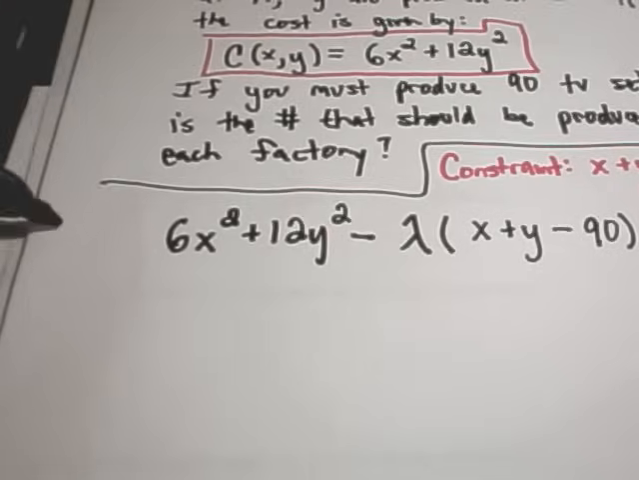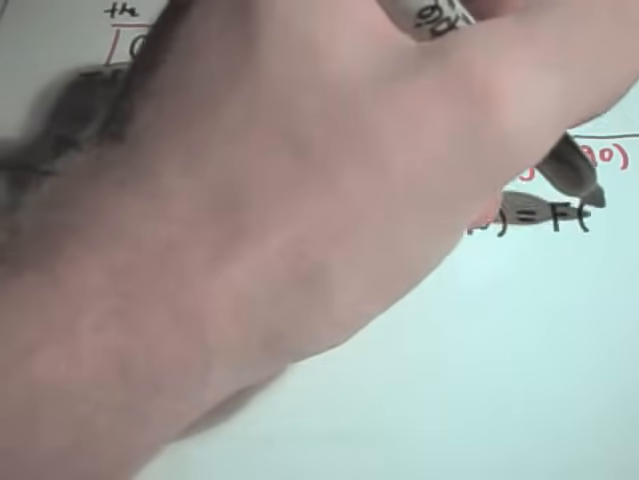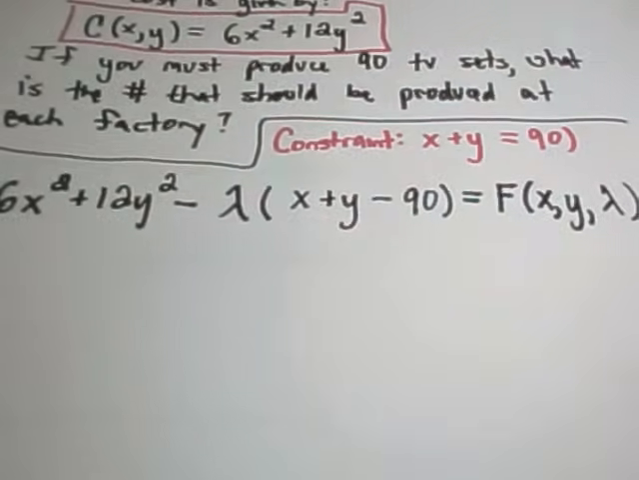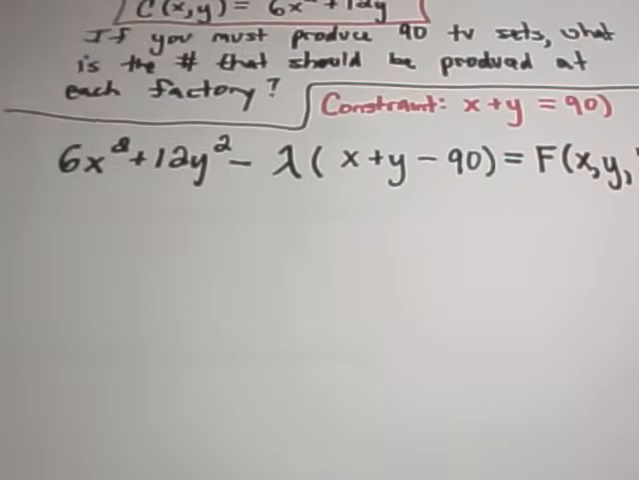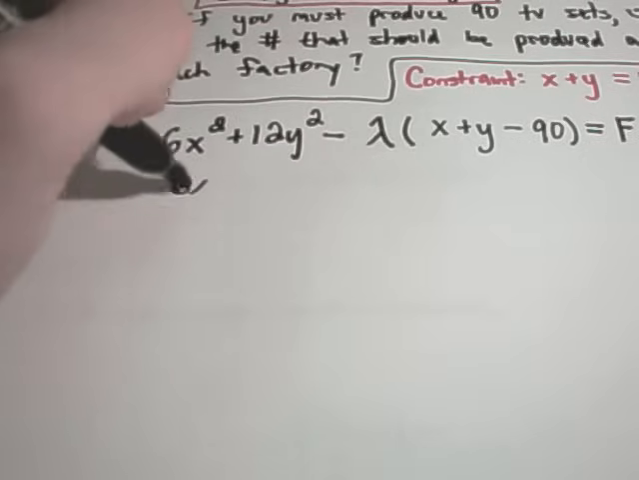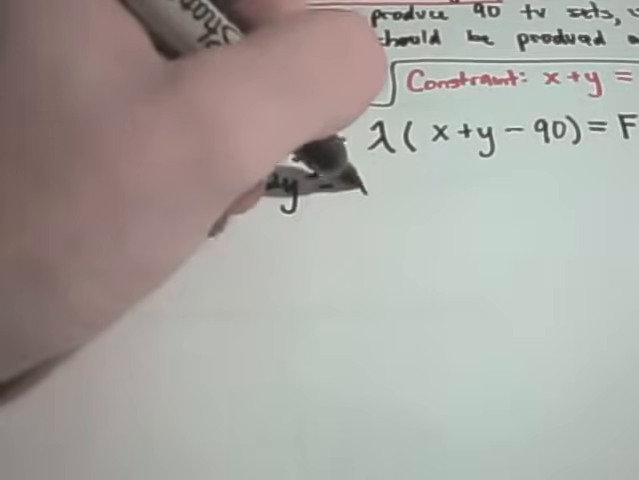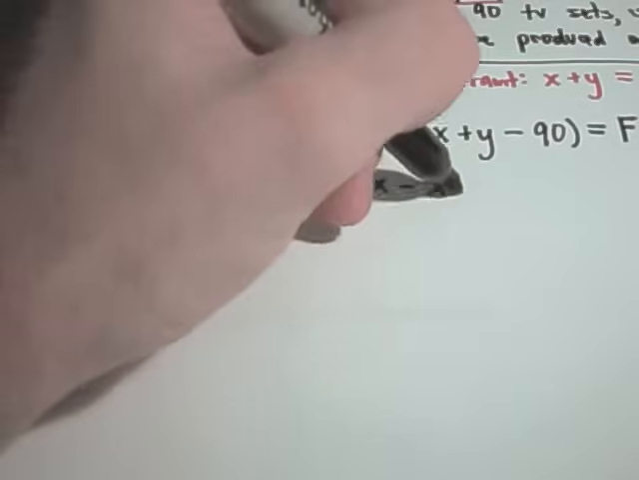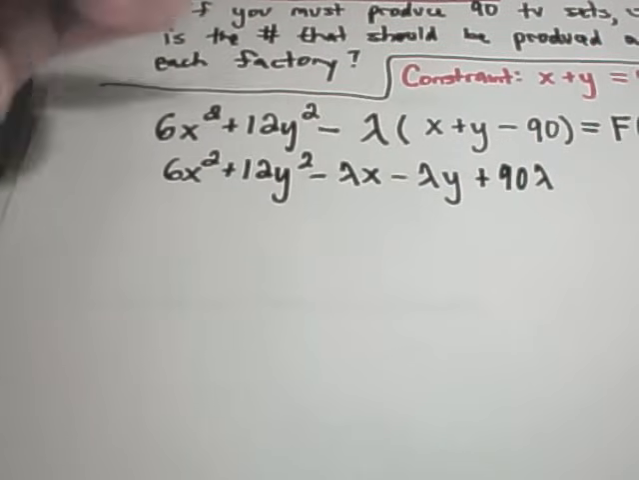And in this case this is my function, well, it's not in terms of x, y, and z, but it is in terms of x, y, and the symbol lambda. Okay. So what I get to do now is take partial derivatives of all of this. So maybe I'll just multiply it out first to make it a little clearer. So I'll get minus lambda x minus lambda y plus 90 times lambda.